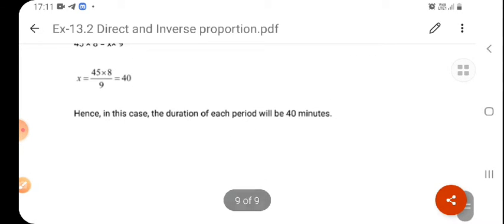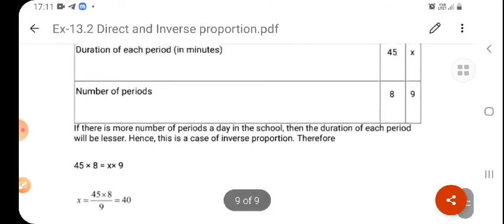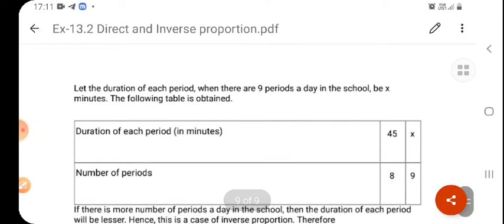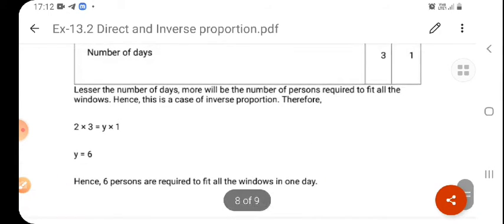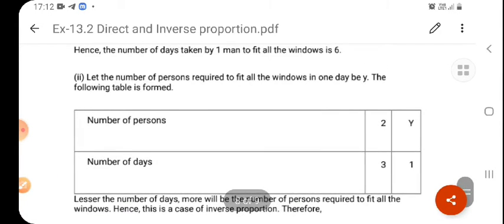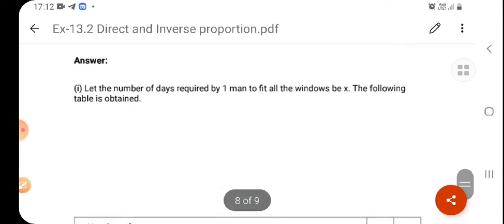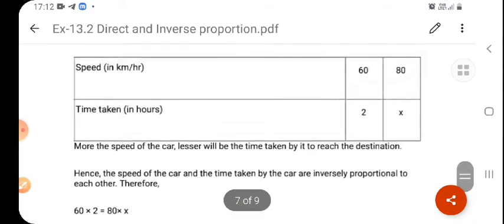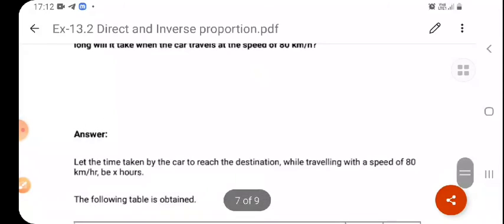So the duration of the period will be reduced from 45 to 40 minutes if we have to take 9 periods in a day in a school. In this way we will use the product method to find the inverse proportion. This is exercise 13.2, based on finding the values for inverse proportions. Exercise 13.1 is based on direct proportion and 13.2 is based on inverse proportion.